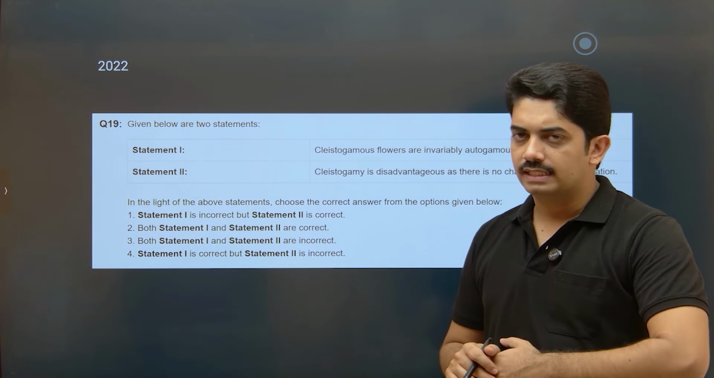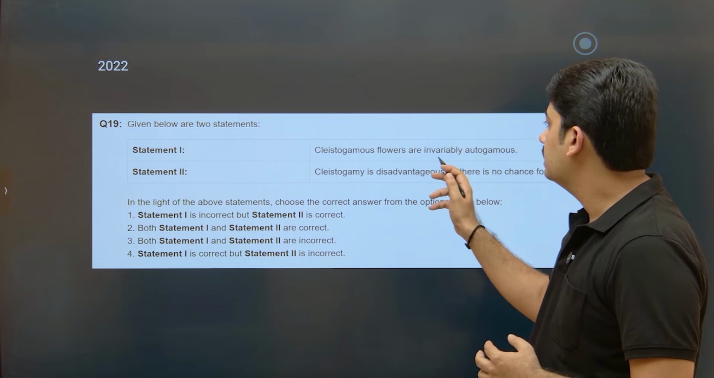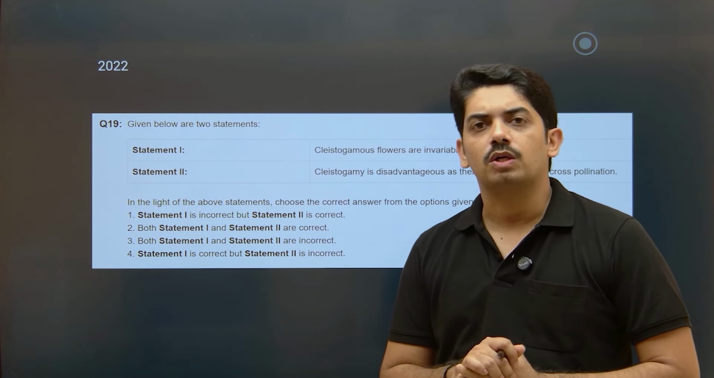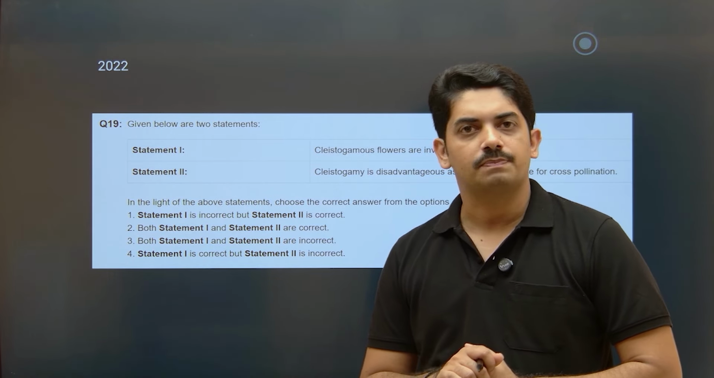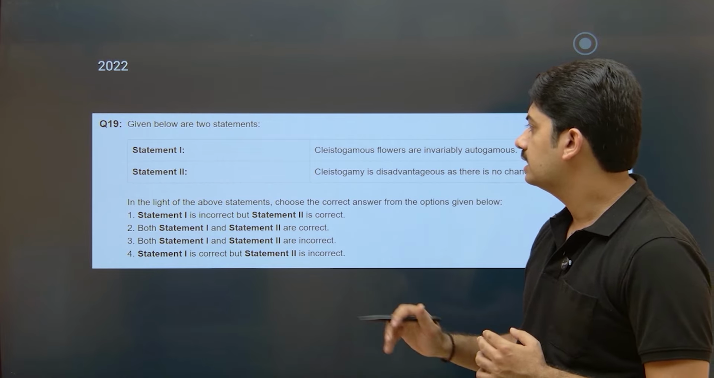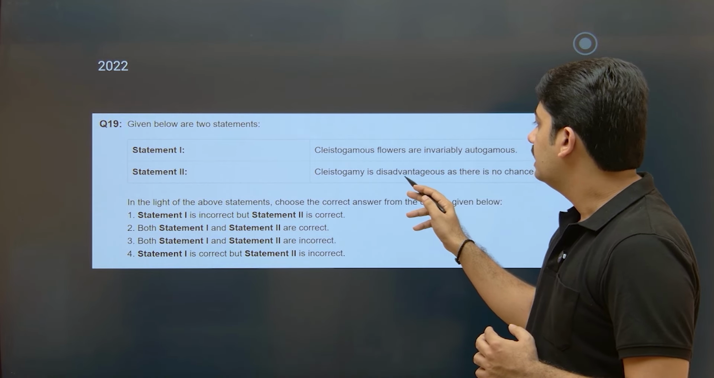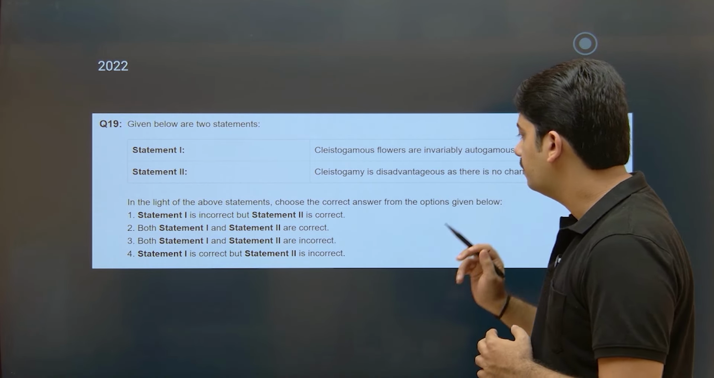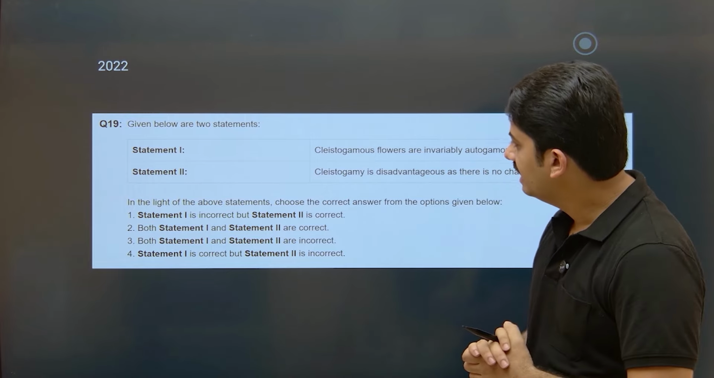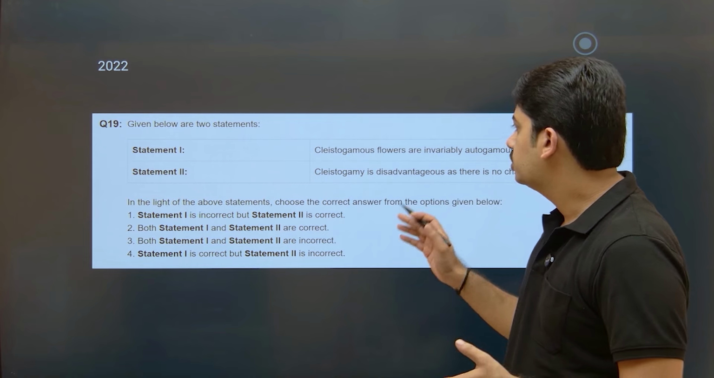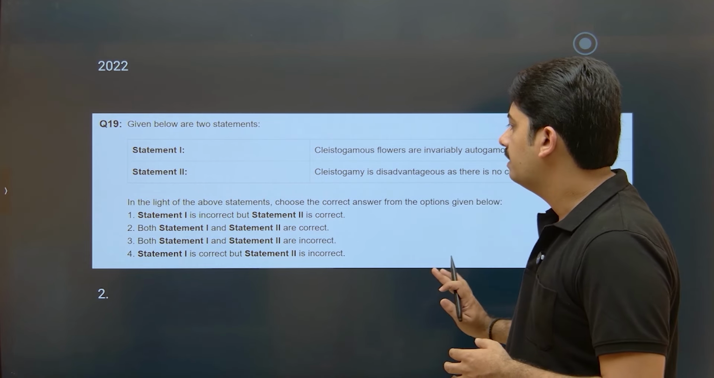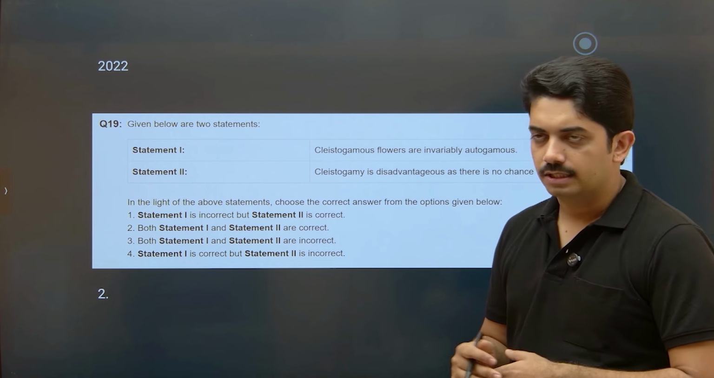There are two statements given here. One, cleistogamous flowers are invariably autogamous. Why is it invariably autogamous? There is no chance that cross-pollination takes place because the flower never opens in the case of cleistogamous flowers. Statement 2, cleistogamy is disadvantageous as there is no chance of cross-pollination. So here both the statements seem to be correct. Statement 1 and statement 2 both are correct. Okay.